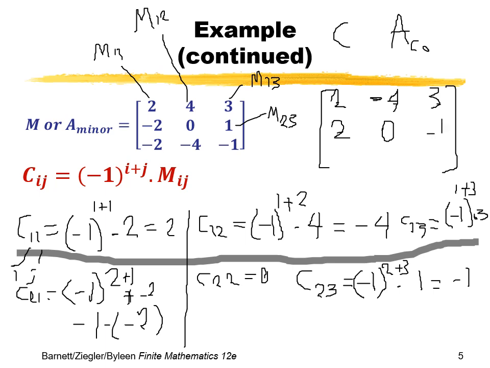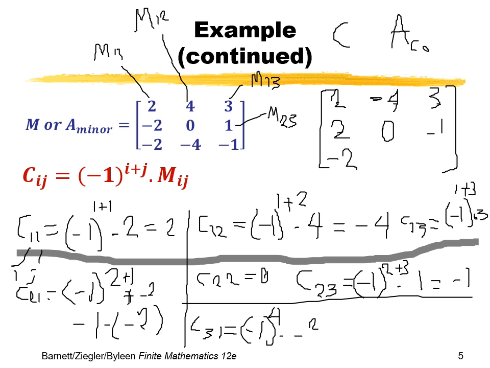In the same way, we can have C31, third row first column, equal negative 1 power 3 plus 1, which is 4, times M31, which is negative 2. So negative 1 power 4 equal positive 1. Positive 1 times the negative 2 will equal negative 2. We can erase this.